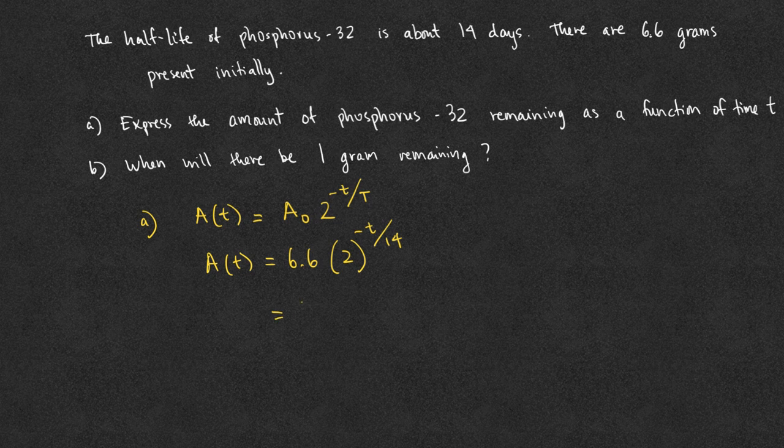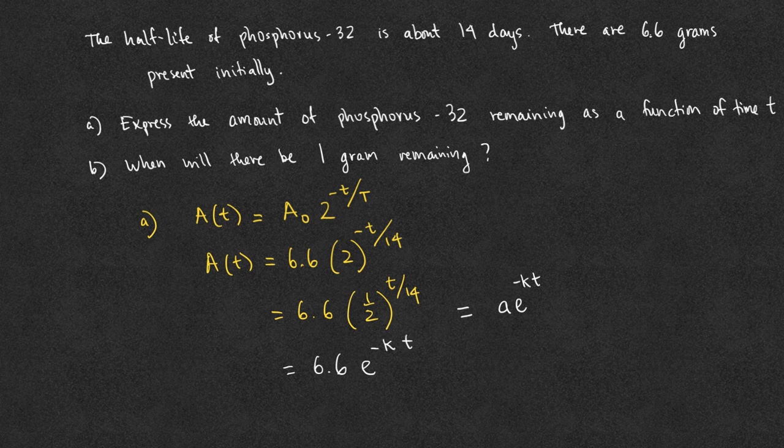Notice that this is the same as writing 6.6 times 1/2 to the power t over 14, with 1/2 for half-life. If we want to express this equation in the natural exponential form, A e to the kt, in this case it is decay, so it should be negative kt. Then A is 6.6, e is e, negative k is the parameter, and t is t.